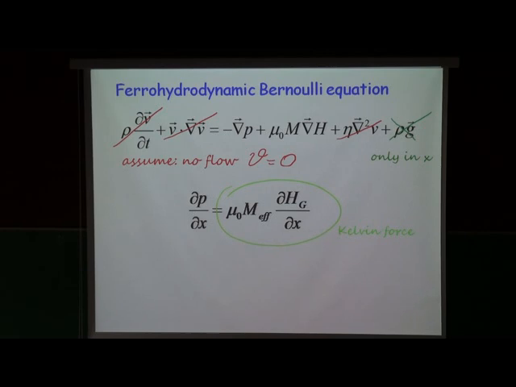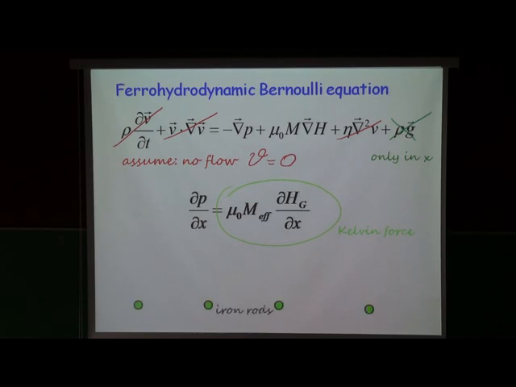So the gradient of the magnetic field creates a force on magnetizable matter. This is what you see if you apply a gradient field to a ferrofluid. It's immediately attracted towards the direction of the field gradient. So this is the Kelvin force.